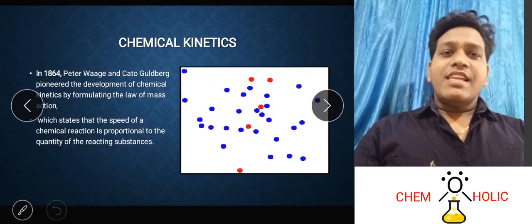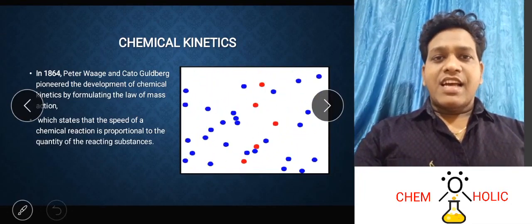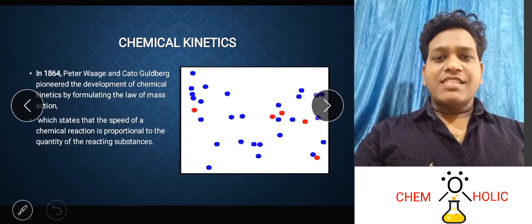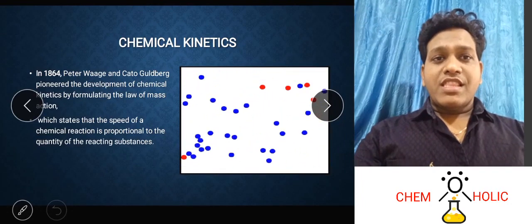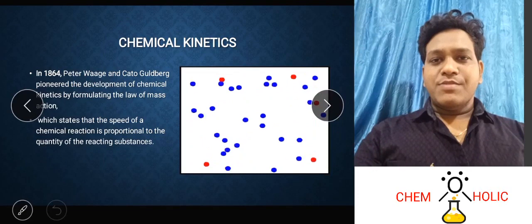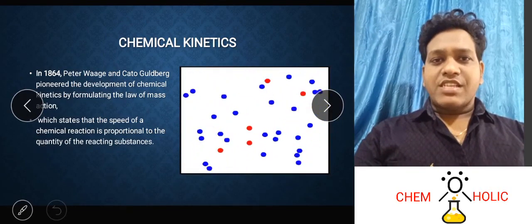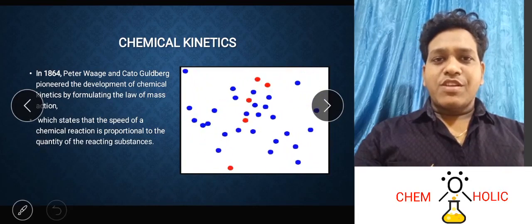So basically, the word chemical kinetics deals with the kinetics of the reaction. Kinetics means speed of reaction. It's a topic which deals with the speed of reaction.